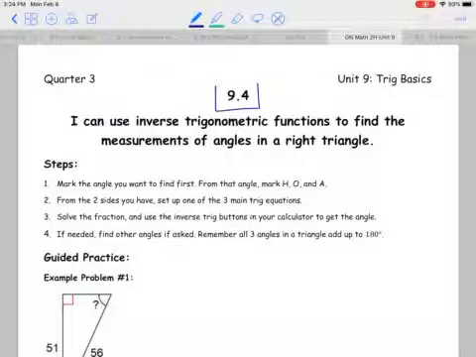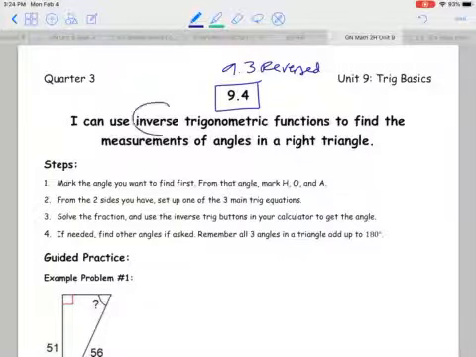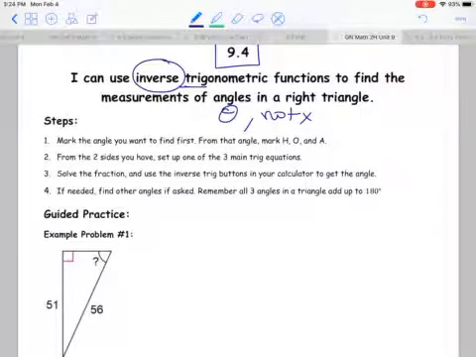Okay, 9.4 is pretty much 9.3 reversed. So we call this inverse trig, which means you're going backwards to get angles as your answer rather than x. So your steps: you want to mark where the angle is, and you want to label HOA.